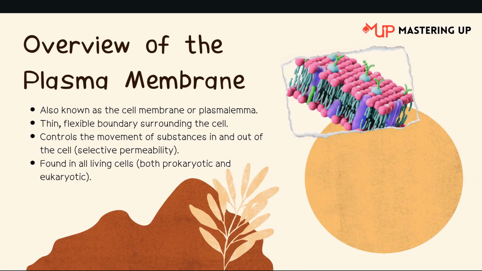In prokaryotic cells like bacteria and in eukaryotic cells such as the plant and animal cells, the plasma membrane serves as a gatekeeper, regulating the movement of substances in and out of the cell. It also helps the cell to maintain its internal conditions, a process known as homeostasis. In essence, without a plasma membrane, a cell cannot survive or function properly.